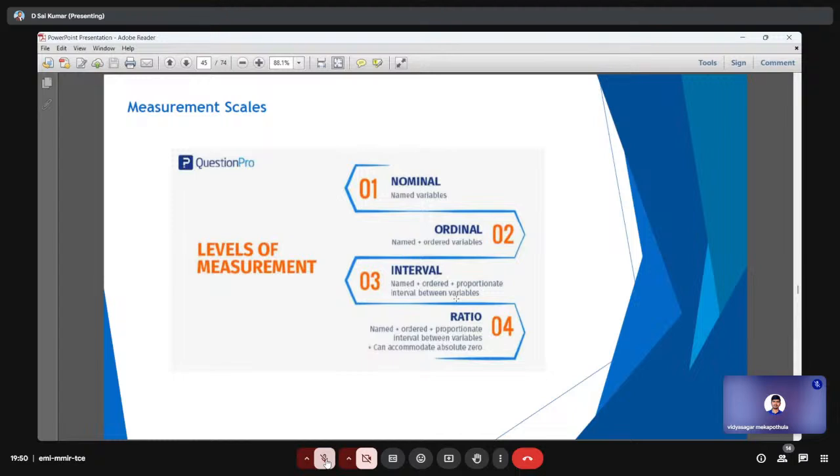So in such case, we go with the mean, median, and mode on some interval data. And finally, we have the ratio scale. Again, the ratio scale contains ordered values, and it even contains some exact values and an absolute zero. Such values come under this ratio scale.